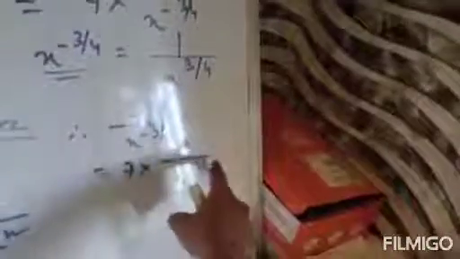So we put the value of x to the power minus 3 by 4, that is 1 by x to the power 3 by 4. So we can write 7 into 1 by, now x to the power minus 3 by 4 is actually 1 by x to the power 3 by 4, so we write here 1 by x to the power 3 by 4. Then it will reverse. So your answer will be 7x to the power 3 by 4. This will be your answer, 7x to the power 3 by 4.